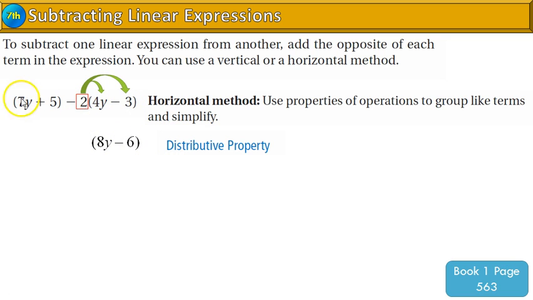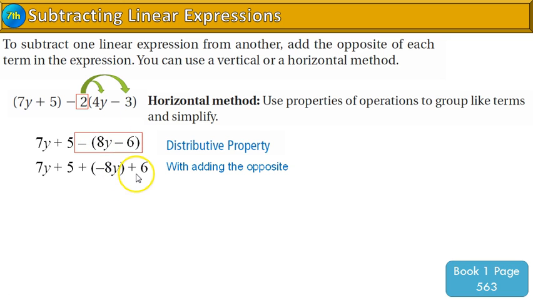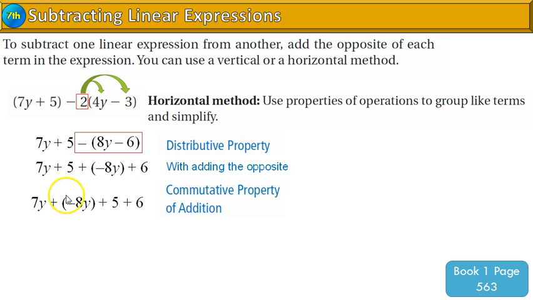We still rewrite the rest of the problem, though, the 7y plus 5 and the minus sign. We then add the opposite. So instead of this minus, we add a plus, and we find the opposite of 8y and the opposite of minus 6. Now we can use the commutative property to put the y's together and the numbers together. Looking at these, we know that there's 1 extra negative, so the result is negative 1y, and 5 plus 6 is 11.